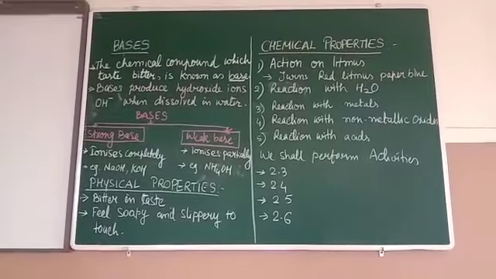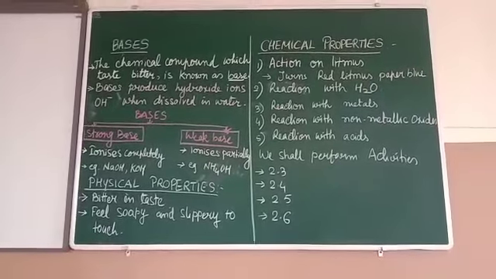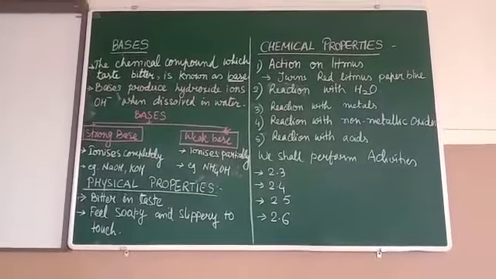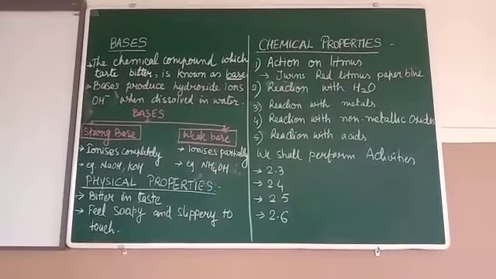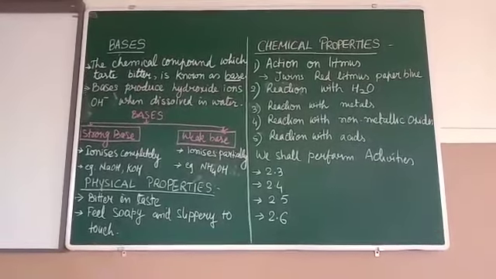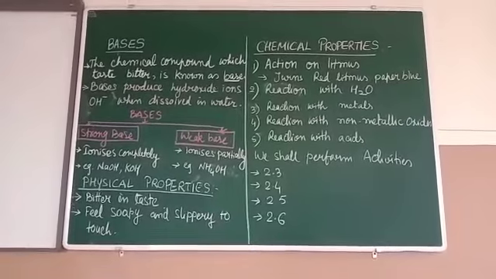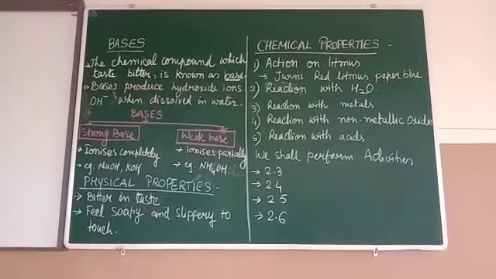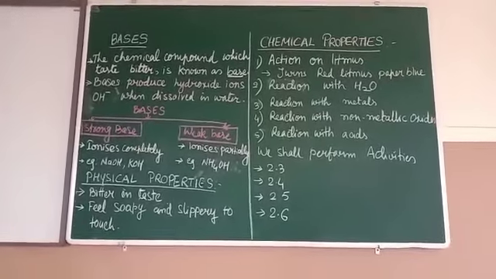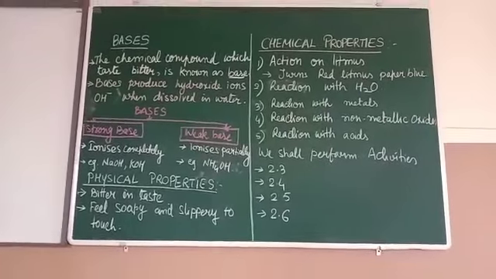Chemical properties of bases. First, action on litmus. It turns red litmus paper blue. Second, reaction with water. Third, reaction with metals. Fourth, reaction with non-metallic oxides. Fifth, reaction with acid. These all are there in your textbook.